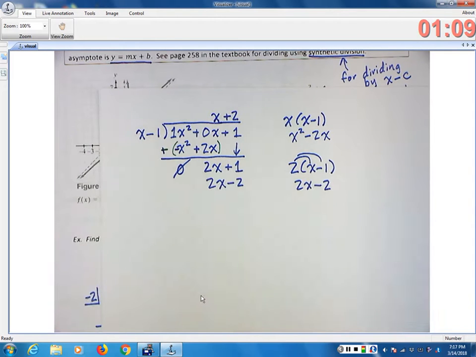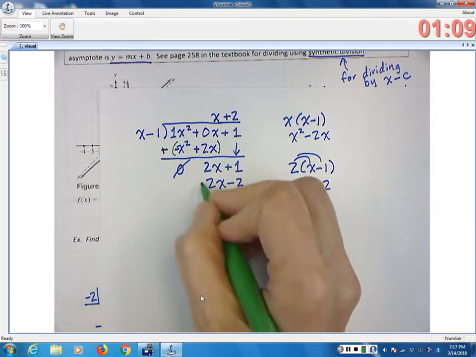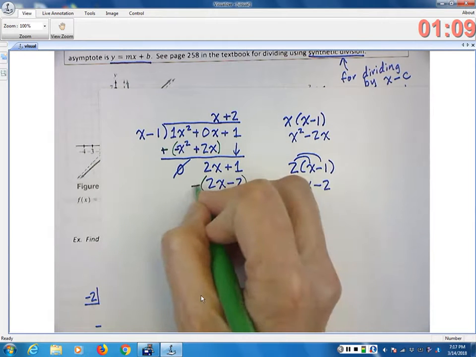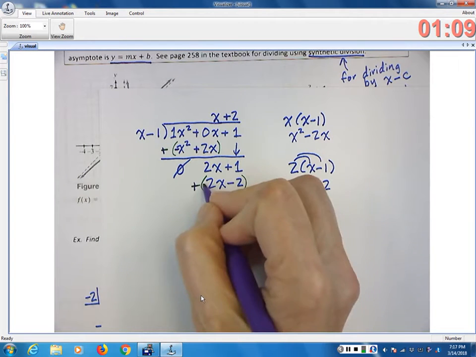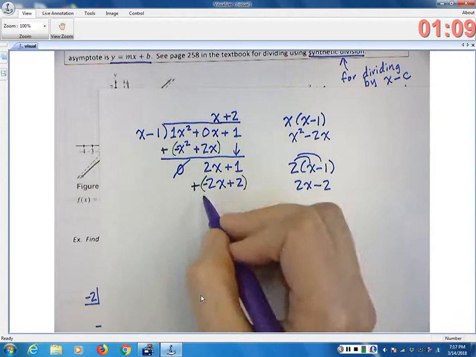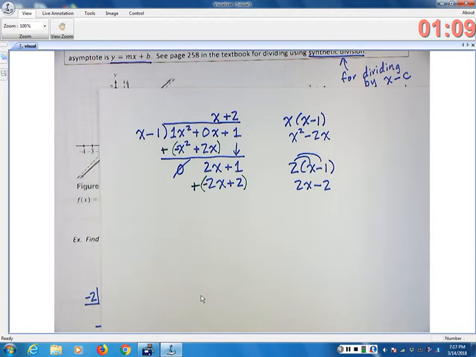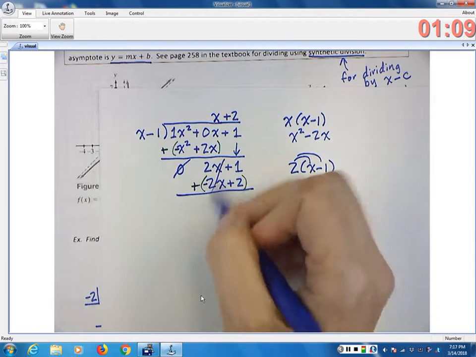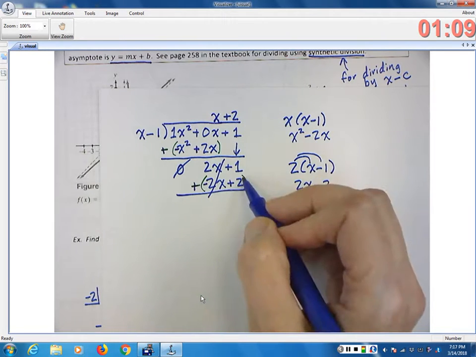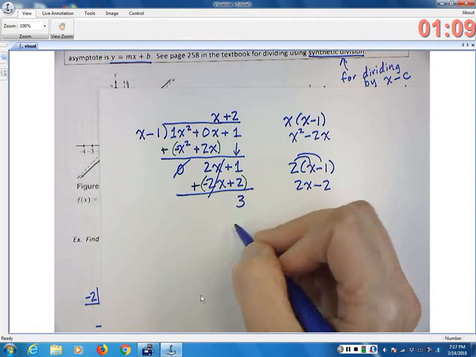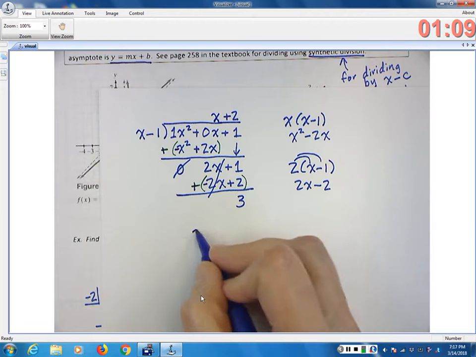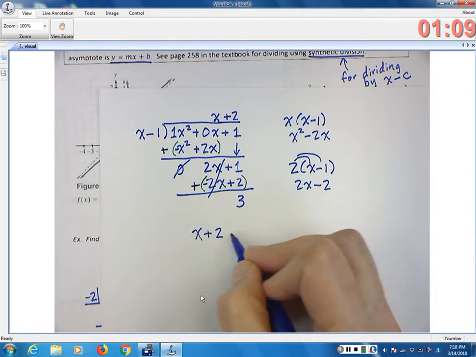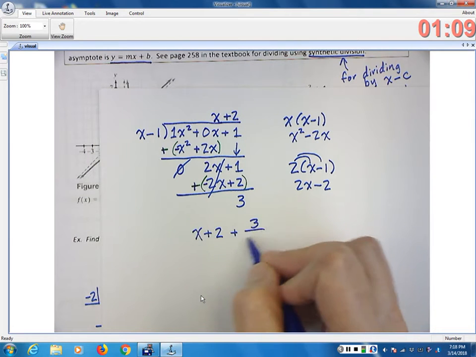And then we need to subtract, but to subtract, we like to put the subtraction sign. You would need parentheses, and then you're going to change this to a positive and change the signs and add. That's the way we like to do it. We get 0 there, and you take 1 plus 2 is 3. So you get x plus 2 plus 3 over x minus 1.